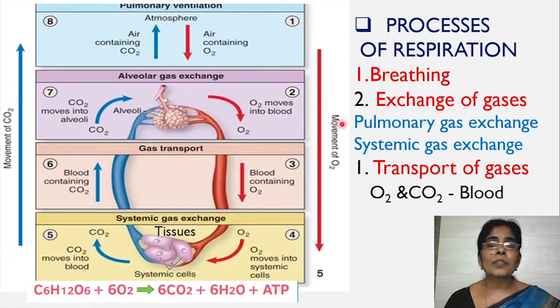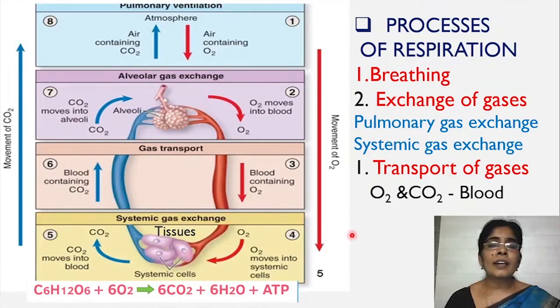And the second process is the exchange of gases. Here, once the exchange of gases takes place in the alveoli, and the second time it takes place in the tissues. In the pulmonary gas exchange, diffusion of gases takes place between the alveoli and blood. In the systemic gas exchange, diffusion of gases takes place between the blood and the cells.